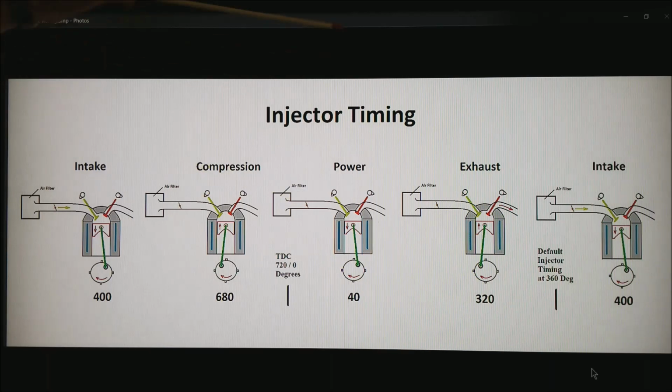0 degrees, or top dead center, drawn here as 40 degrees in the power stroke as the piston is coming down. Exhaust would be 320 degrees in the table where the piston is coming up. In this picture, I'm about 40 degrees before top dead center. And the default injector timing, this is what the 360 refers to. That is 360 degrees of crank rotation since top dead center. What we're going to be doing is testing where in this engine cycle is best to optimize the injection.